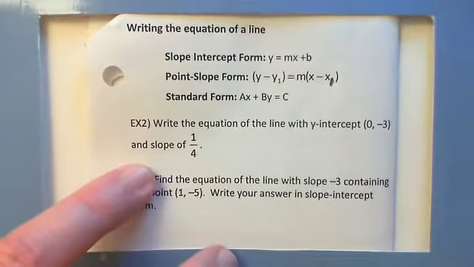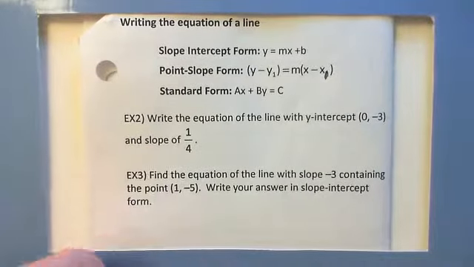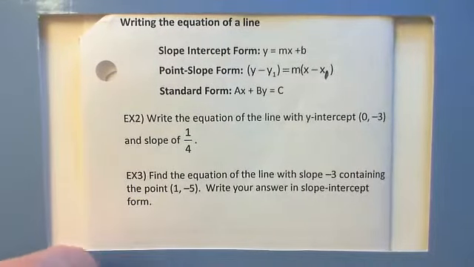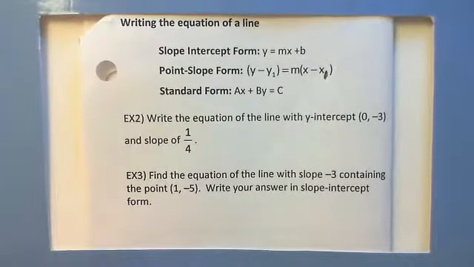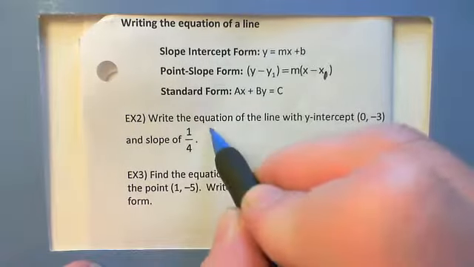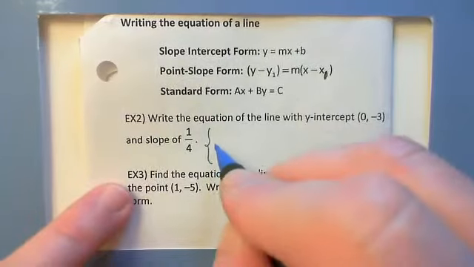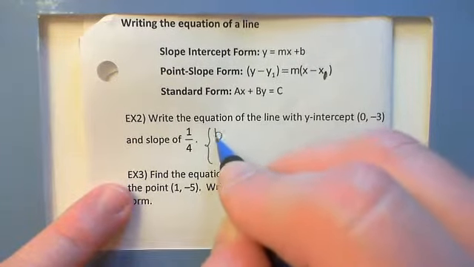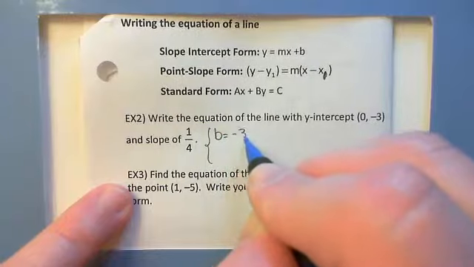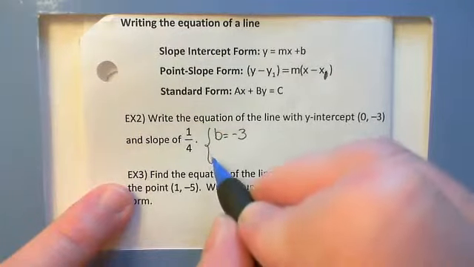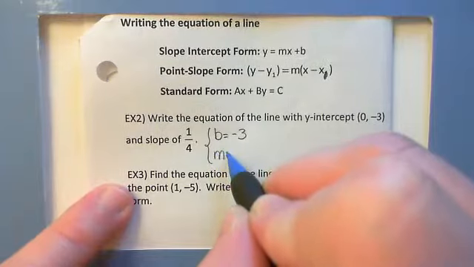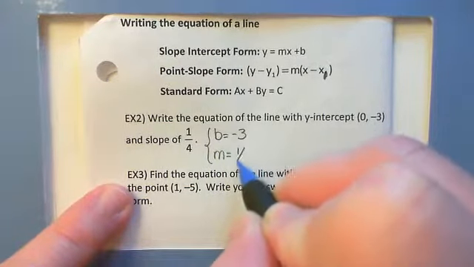Okay, so on these problems we're going to be asked to write the equation of a line with the given information. In example number 2, it says write the equation of the line with y-intercept (0, negative 3) and slope 1/4. First thing you need to do is identify what the problem is giving me. First of all, they are giving me the y-intercept, which is b, which is negative 3. And they are also giving me the slope, which is 1/4.